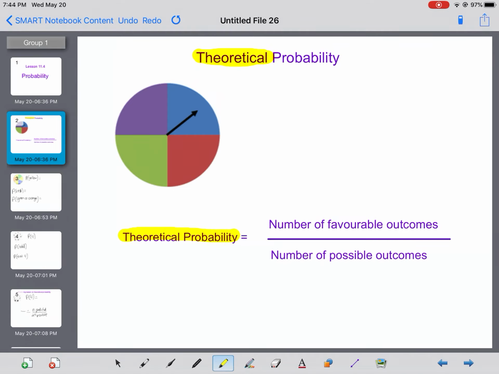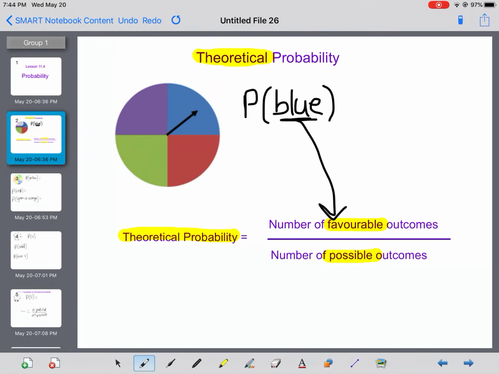So we take a look here. Theoretical probability is the number of favorable outcomes over, or as a fraction or divided by, the number of possible outcomes. What I mean by favorable is this. Let's say I look at this spinner and I say, what is the probability that I land on blue? In this case, blue is my favorable outcome. That's what I want to happen. So the probability of blue is this.